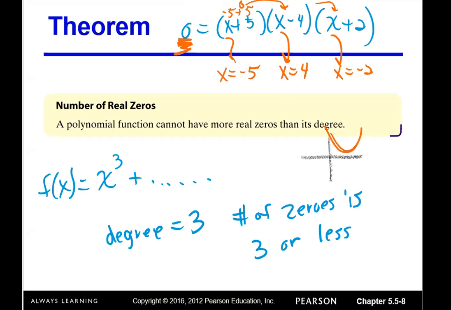That one, even though I know it's an x squared, at most I could have 2 zeros because it's possible for it to do this and cross here and here. But it's also possible for it to do this and sit right on the x-axis. That's only 1. And then it's possible that it has 0. This is 2. This is 1. This is none. 0 zeros.